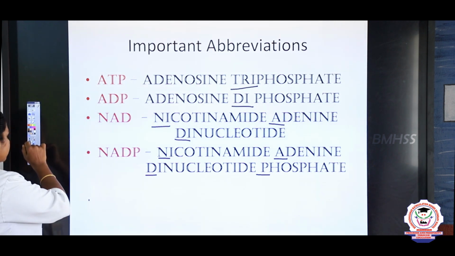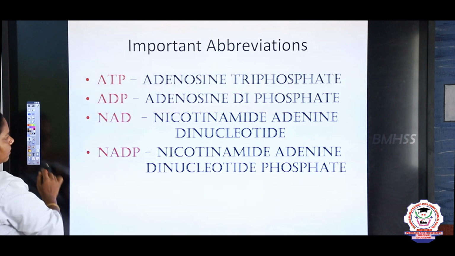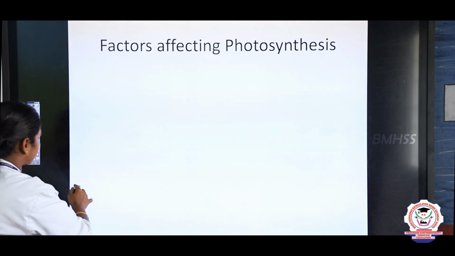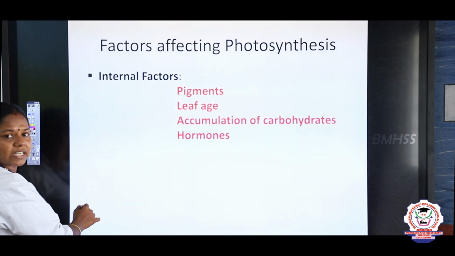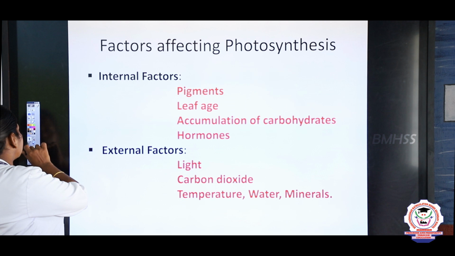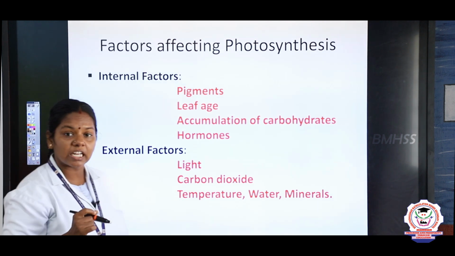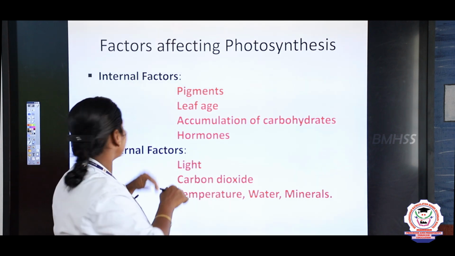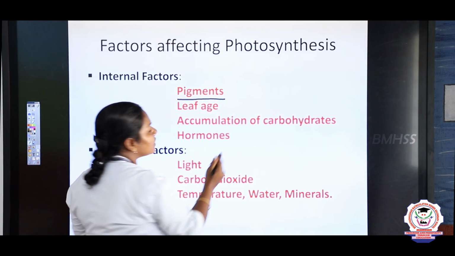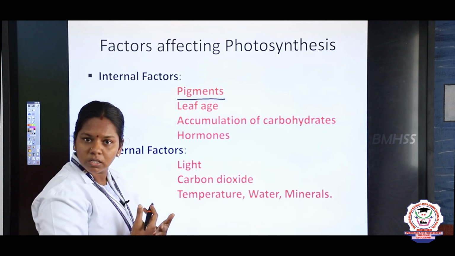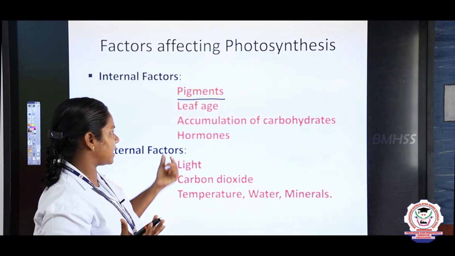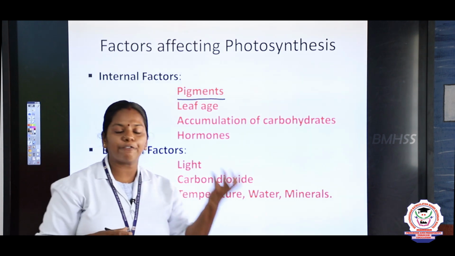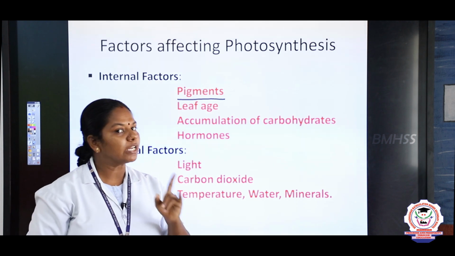And now we are going to study what are the factors affecting photosynthesis. There are 2 factors, internal and external factors, right? Internal factors in the sense which are present inside the plant itself. First one is the pigment, children, right? If the pigment is absent, if chlorophyll is absent, what will happen? Photosynthesis will not take place, right? Leaf age. In an aged leaf, the number of pigments will be very less. So leaf age is also a factor responsible for photosynthesis.